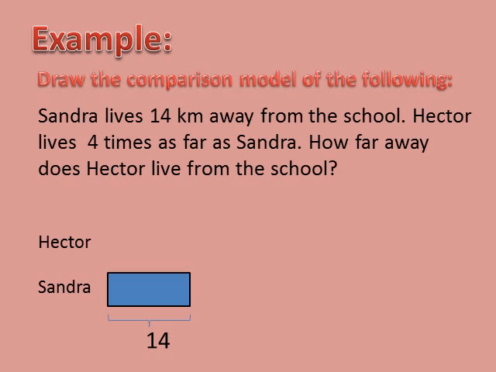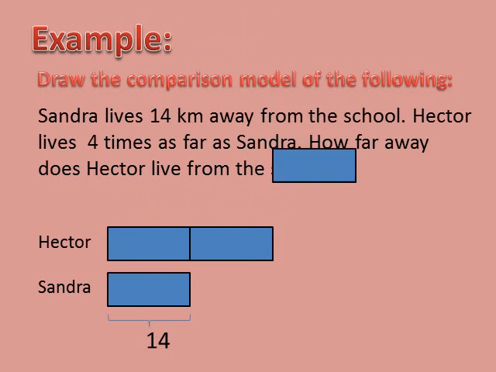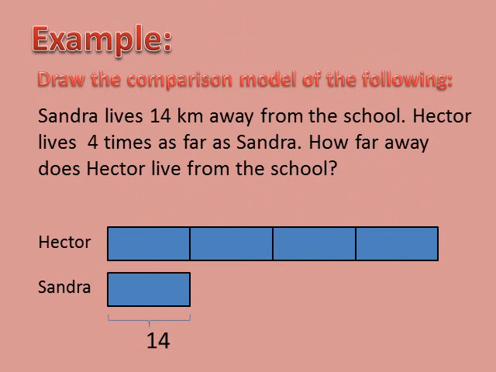And then in the second statement, it says Hector lives 4 times as far as Sandra. So we have 4 of these boxes. Okay, so we can visually see that Hector lives farther than Sandra, right? But how far does he live? Okay, and that is, since there are 4 boxes of 14, so that's just 4 times 14, which is 56 kilometers.